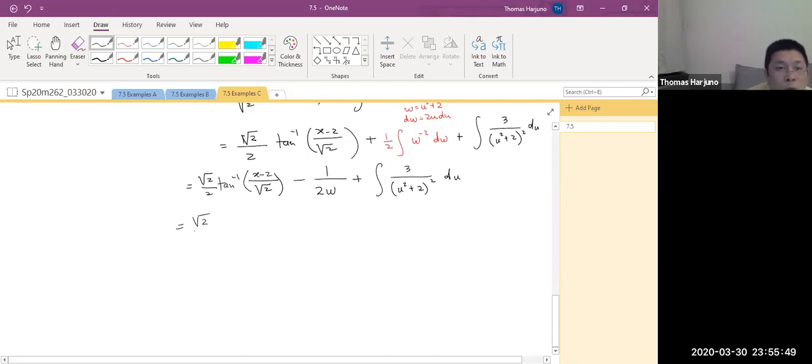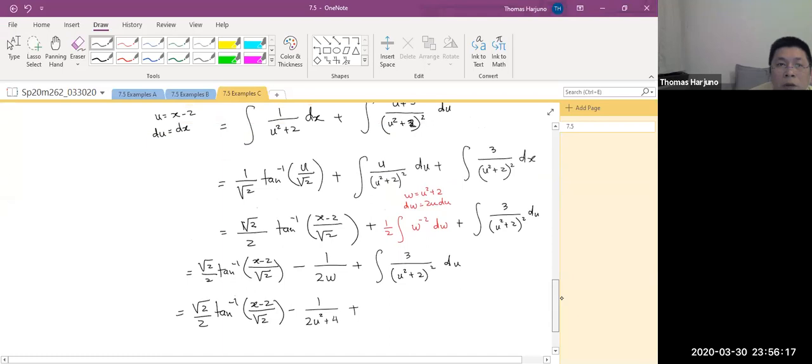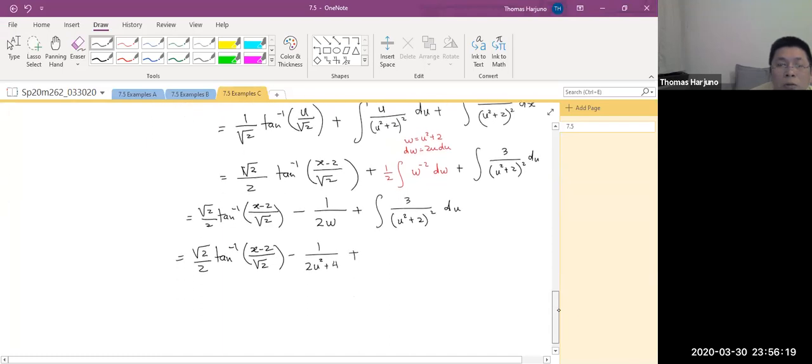Square root of 2 over 2 tangent inverse of x minus 2 over square root of 2, minus 1 over twice the w, which is what? That's my w, u squared plus 2, squared plus 2. So this is u squared becomes plus 4. I distribute it right away. Okay. Plus. What is my u again? It's u minus 2, huh? I do it later.